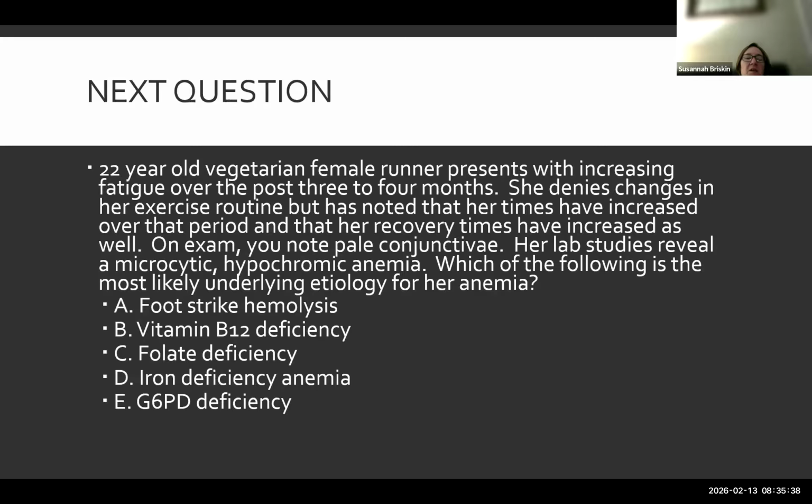So she's got some fatigue. She's got some pale conjunctiva. Her lab studies reveal a microcytic hypochromic anemia. So we know she's got multiple reasons to be anemic, right? So we have a vegetarian, we have a female, she's getting fatigued. Her lab studies reveal a microcytic hypochromic anemia. Which of the following is the most likely underlying etiology for the anemia? Foot strike, vitamin B12, folate, iron deficiency, or G6PD deficiency?